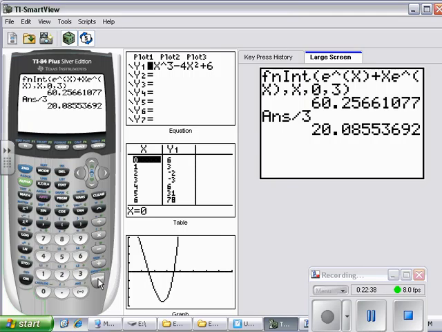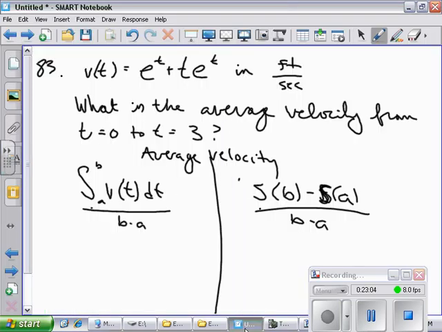Either way, you're right when you say yes. If you're asked for average velocity, there are two ways. If average acceleration, there would also be two ways. If you have acceleration, you got a formula, take the definite integral of it over b minus a. If you have velocity, do v of b minus v of a over b minus a. I know that seems like I'm saying two different things, but let's see why these are the same.